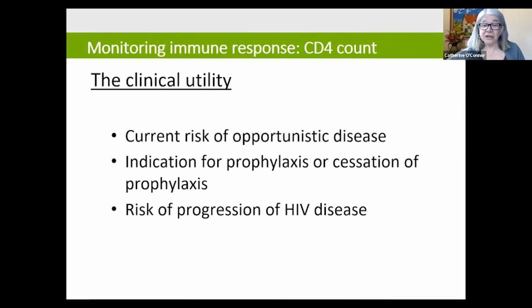So if we're thinking about the clinical utility of a CD4 count, first of all, it gives us a current risk of opportunistic disease, indications of which prophylaxis we need to have the patient on, and when it's appropriate to stop prophylaxis, and the risk of progression to HIV disease.